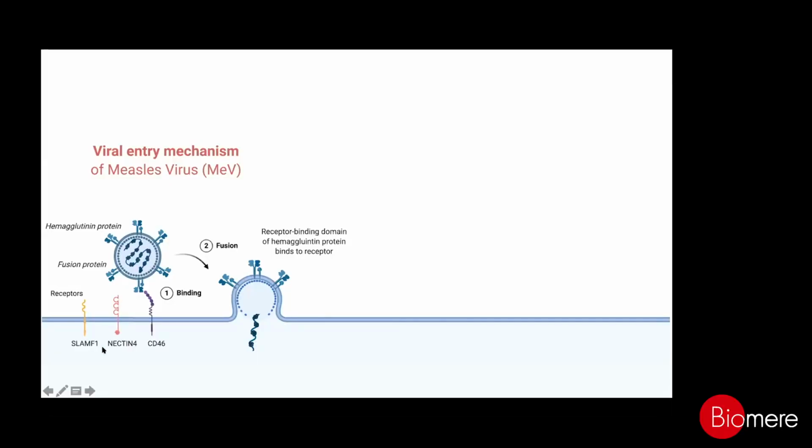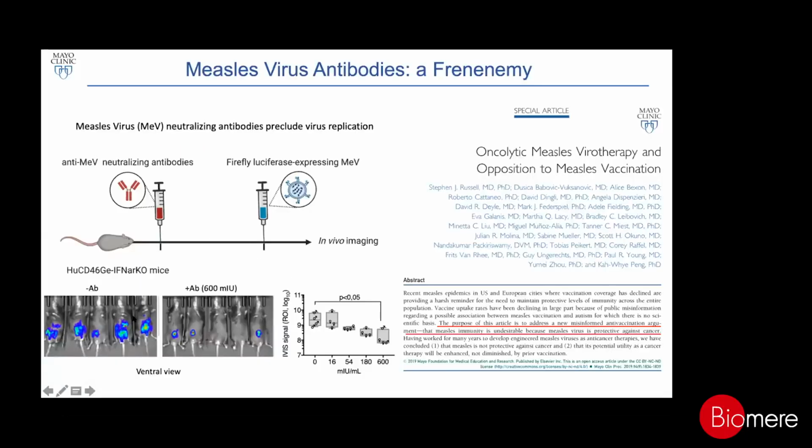There are 3 known receptors for the measles virus, 2 of which, SLAM in immune cells and Nectin-4 in epithelial cells, determine the pathogenicity of measles virus isolates. CD46, on the other hand, can only be used for attenuated and vaccine strains of the measles virus. Regardless of the receptor used, binding of the hemagglutinin to any of the receptors activates the fusion.